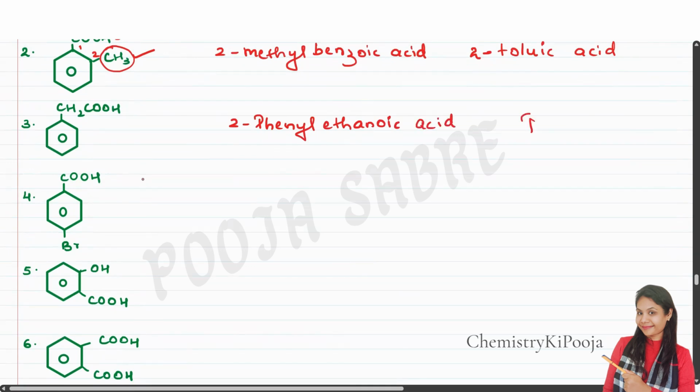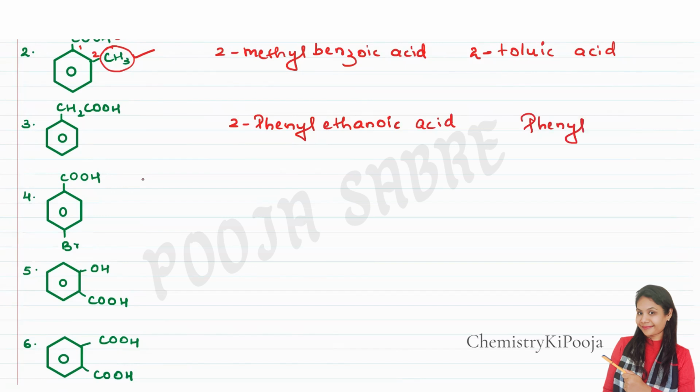Here it becomes phenyl carboxylic acid. When it needs to be named as a common name, we call it acetic acid, formic acid, right? Please go through the previous lecture. I have explained the topic of functional groups in detail using different examples separately for each and every functional group. So kindly go through the previous lecture first. Now we have phenyl and then acetic acid.